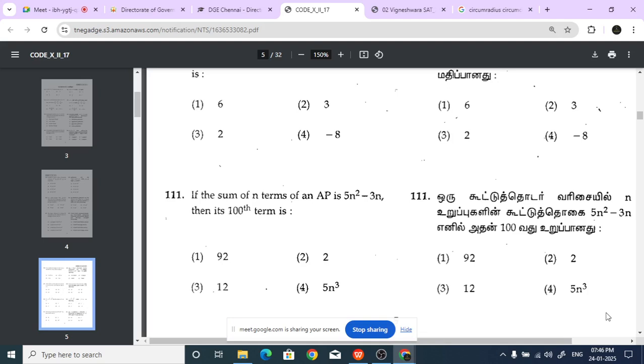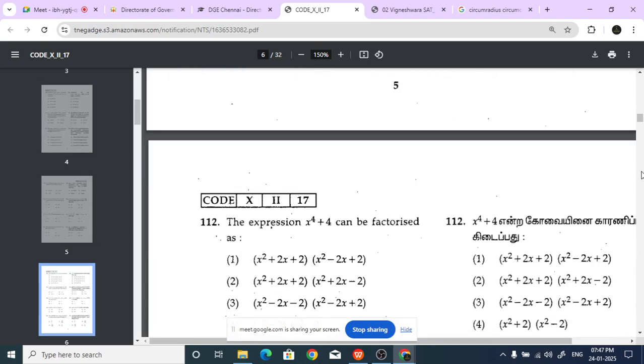Can you read 111? Yes, sir. If the sum of n terms of an AP is 5n square minus 3n, then its 100th term is. Have you studied AP? No, sir. Oh, achha, you have not studied AP. Then let's not do this. You will not find it difficult. Okay. So do question number 112.